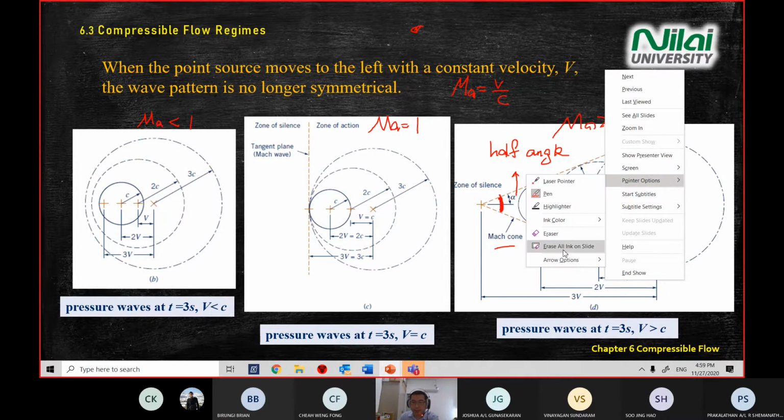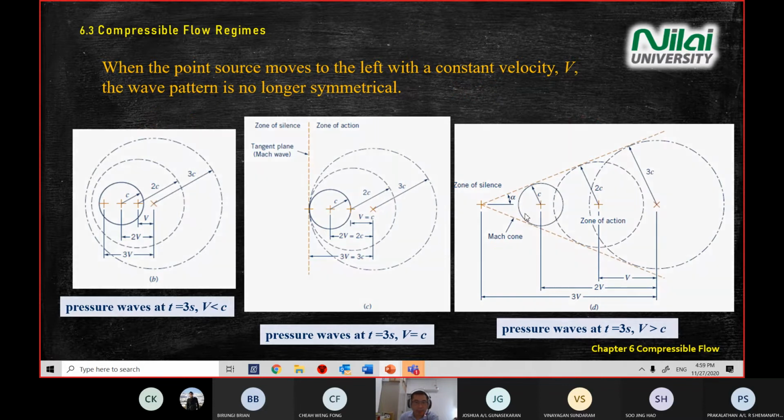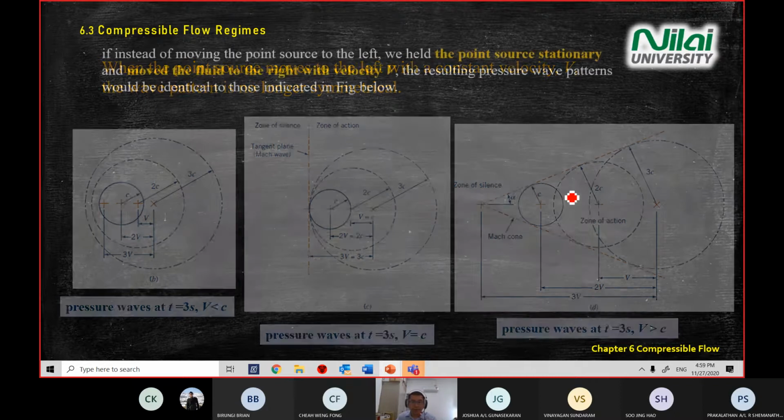So I'm going to move to the next slide. At your handout, just mark somewhere that this diagram is very important. Make sure you go and understand this one.